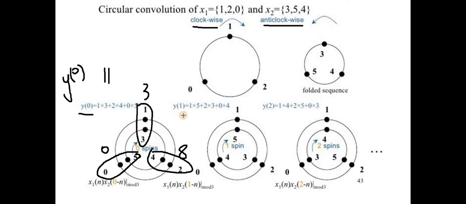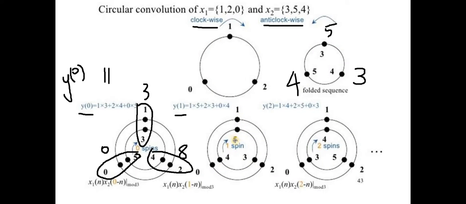Then we are going to see y of 1. How are we going to find y of 1? It's very simple. You are going to circularly shift the x2 of n values in the clockwise direction. In this direction you can see 3, 4, 5. If you shift it clockwise, 3 moves here, 4 moves here and 5 moves here. So 3, 5 and 4. This is the shift. This is a circular shift.